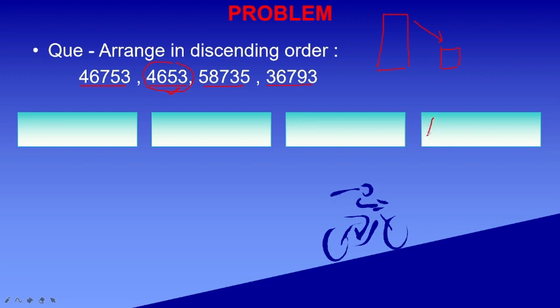So you can write here lastly the smallest number. The smallest number is 54653. Why will we write it last? Because all other numbers have 5 digits, and this number has only 4 digits. So this 4-digit number is the smallest number. So first we will write here the smallest number.